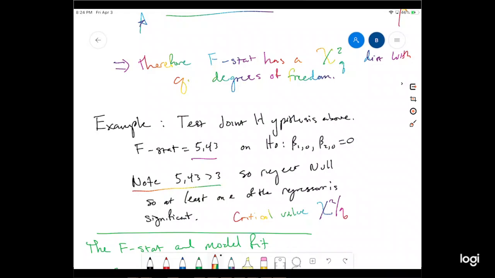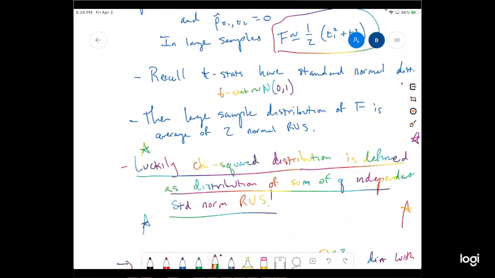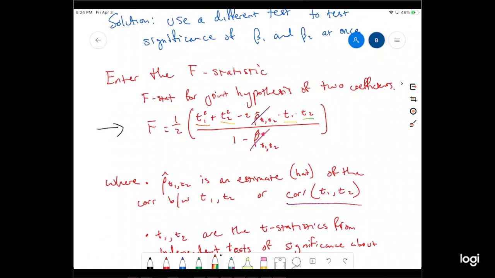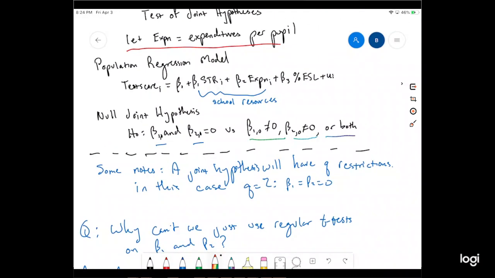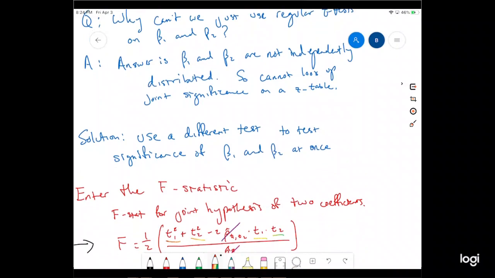and at least one of the regressors in the model is significant. So at least one of those variables, student-teacher ratio, let's go back up and look at it. We estimated this model here. At least one of these variables for school resources is important, if not both. We know that. So essentially we're saying school resources do matter.